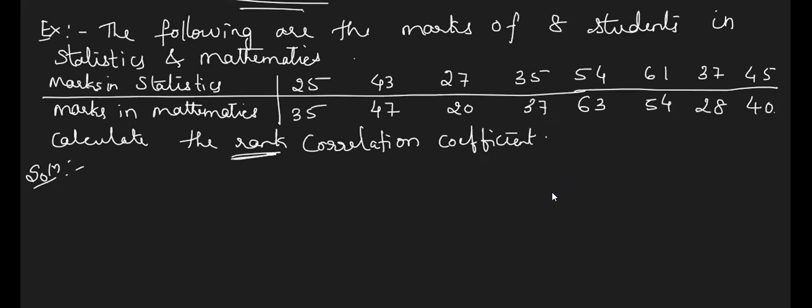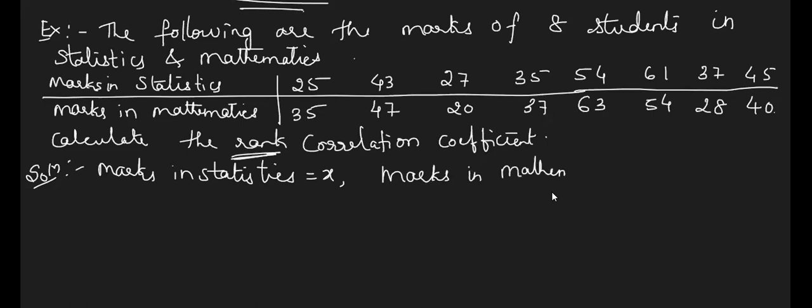So what you have to do first thing is they have given two variables here. One you can take it as marks in statistics, you can take it as x, and marks in mathematics you can take it as y. Okay, that is the first thing. So take marks in statistics as one variable denoted as x, and marks in mathematics take it as a variable y.